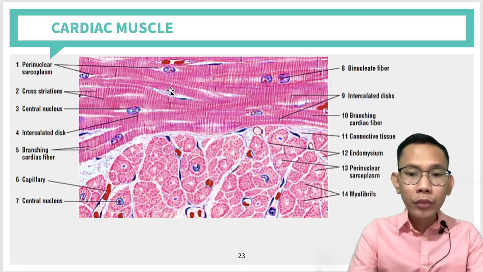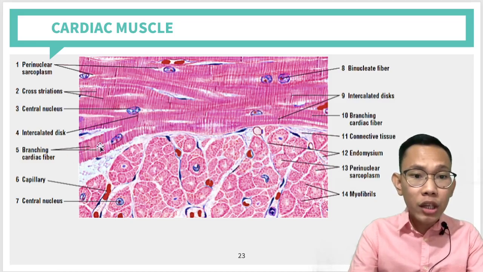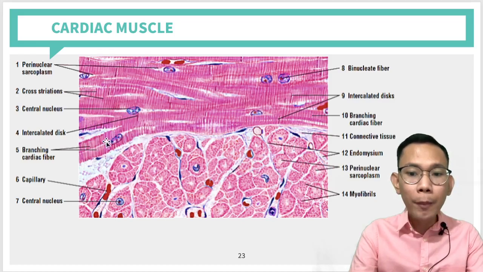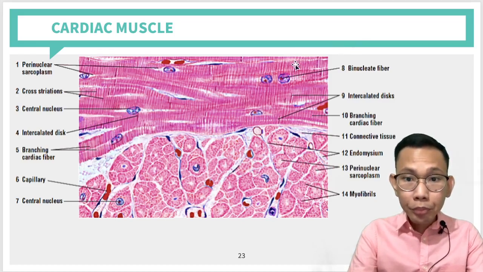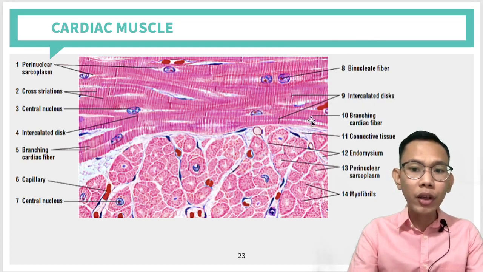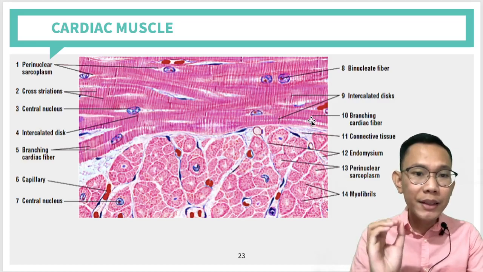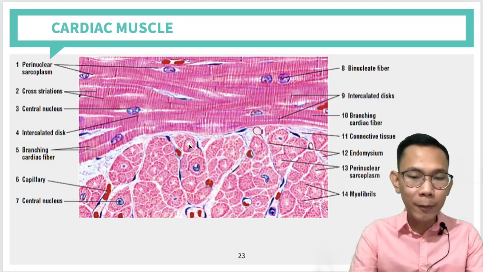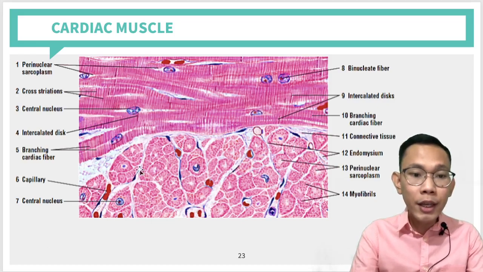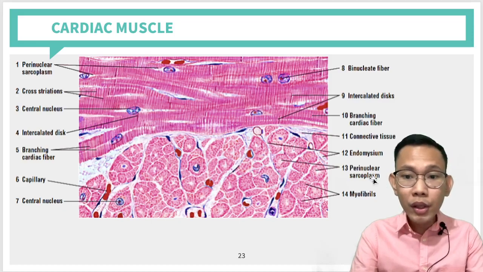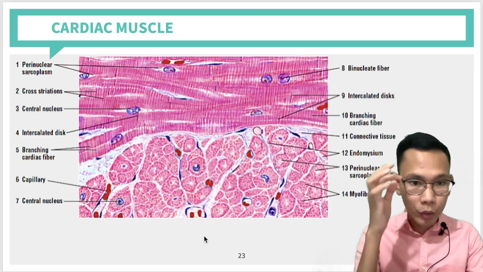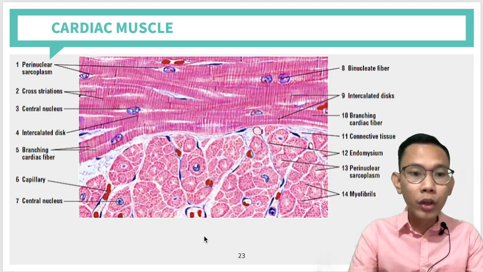What else? There's a presence of branching cardiac fibers. So we have the presence of your intercalated discs and your branching cardiac fibers. Again, that's the most important distinguishing feature of your cardiac muscle. In a cross section or transverse section, there's a presence of your capillary, centrally located nucleus, your myofibrils, and your endomysium. So these are the basic components of your cardiac muscle.